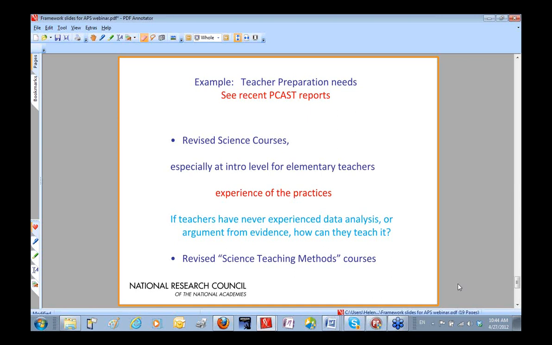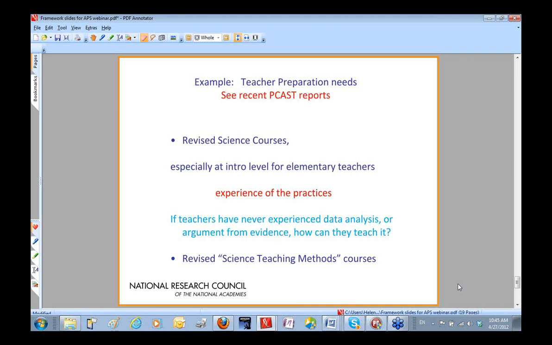There's a recent PCAST report that talks about revising undergraduate science. Let's talk about an elementary teacher. That elementary teacher probably takes one general science course at the college level, maybe not more. So that means that the introductory science courses at the college level need to have this model of three-dimensionality and have their students experience some level of these practices. Because if the teachers have not met the practices, how can they teach them effectively?